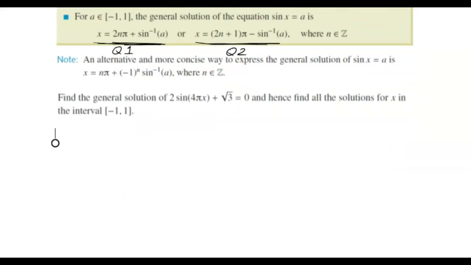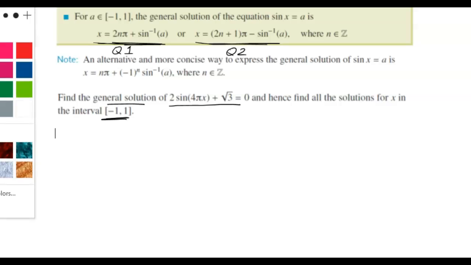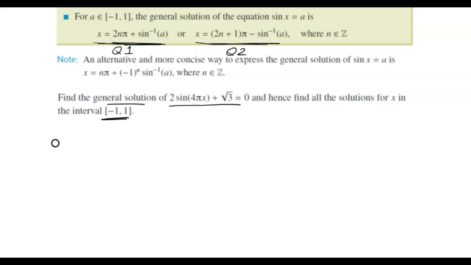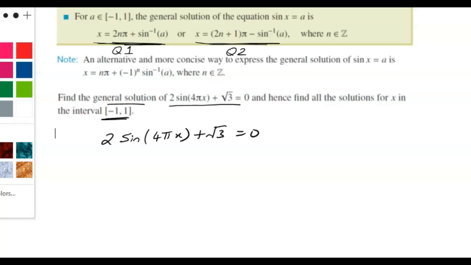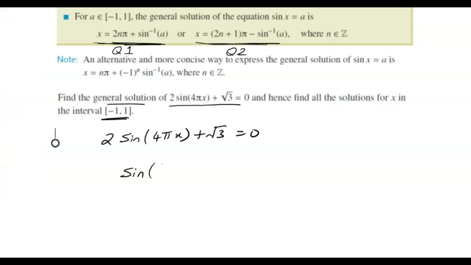The question states, find the general solution of 2 sine 4 pi x plus root 3 equals 0, and hence find the solutions between the interval minus 1 to 1. Right, to start with, we're going to first make sine the subject of this equation. So we have 2 times sine 4 pi x plus the square root of 3 equals 0. If I make sine the subject, I get sine 4 pi x is equal to minus the square root of 3 on 2.